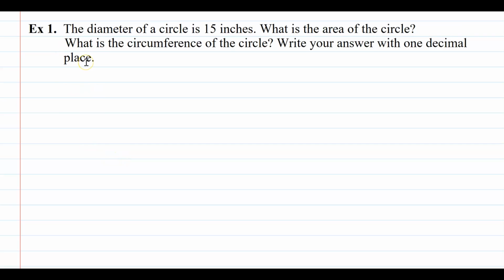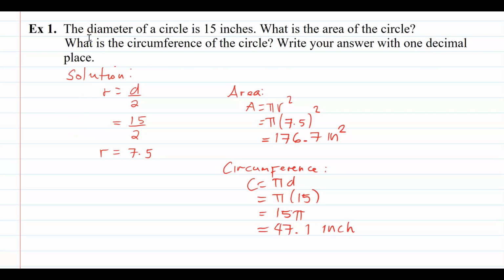Here is our first example. The diameter of a circle is 15 inches. What is the area of the circle? And second question, what is the circumference of the circle? Write your answer with one decimal place. Now, to answer these questions, first we need to know the radius of a circle. And we can find the radius using this formula. Radius r is equal to the diameter d divided by 2. So r is equal to 15 over 2, or r is equal to 7.5, and this is in inches.